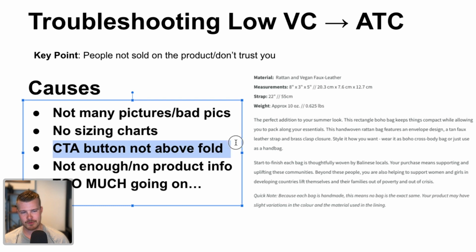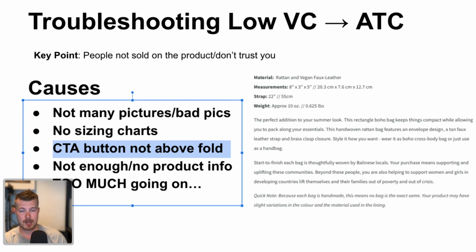CTA button is not above the fold. So what is really important here is on a mobile device that your call to action button is actually above the fold. And what the fold is, I'm using my phone for recording right now. So when you're on your phone, if you have to scroll, then it's not above the fold, right? If it's above the fold, it's at the very bottom there, right?